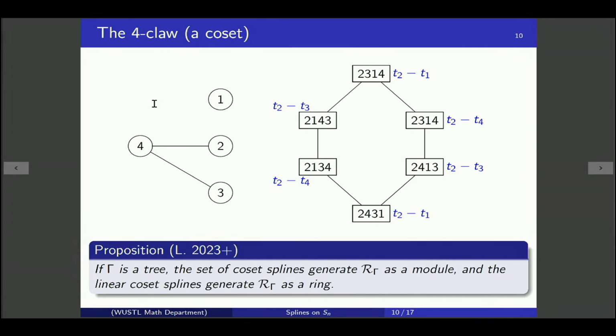given any coset of a reflection subgroup created in this way, there is going to be a spline. A natural definition of a spline, I'll call those coset splines, and I'll propose, perhaps I should not sell myself short and call it a theorem, but either way, the collection of all coset splines generates R gamma, the ring of splines, as a module over the polynomial ring. And moreover, the linear coset splines are going to generate R gamma as a ring.